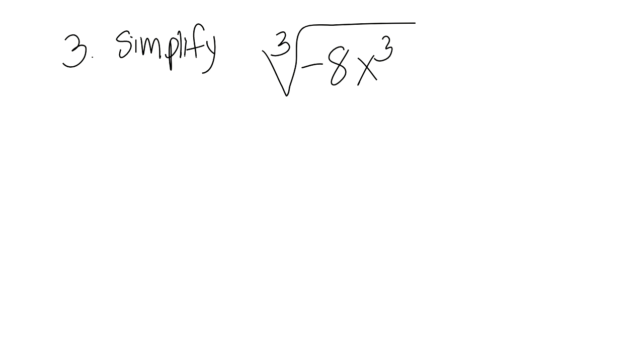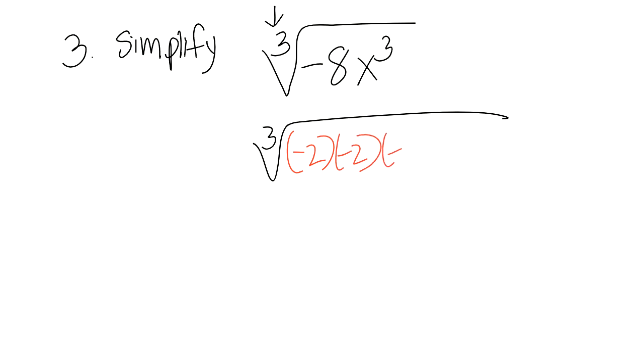For an odd index, you can have a negative inside. So it's okay to have a negative inside. You cannot have a negative in a square root or something that's even. But I want to break it up into 3 negatives because I want my radical to be positive. So I want to break up -8 into -2, -2, -2.